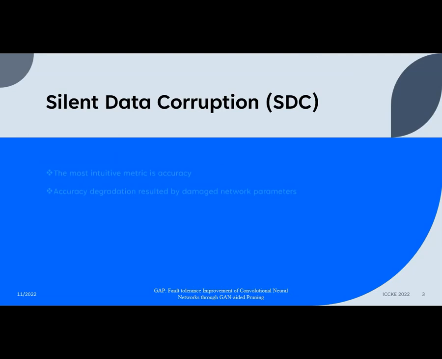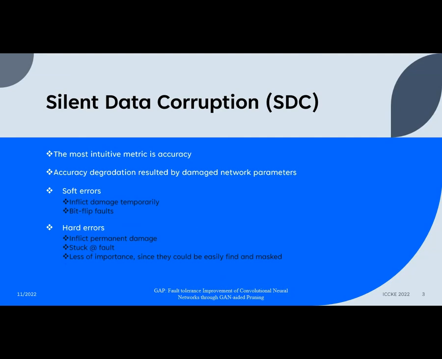Silent data corruptions are a kind of failure in which the overall functioning of the system does not halt, or the system does not restart, so the failure cannot easily be found out. So the most intuitive metric to find this kind of failure is accuracy degradation in neural networks.